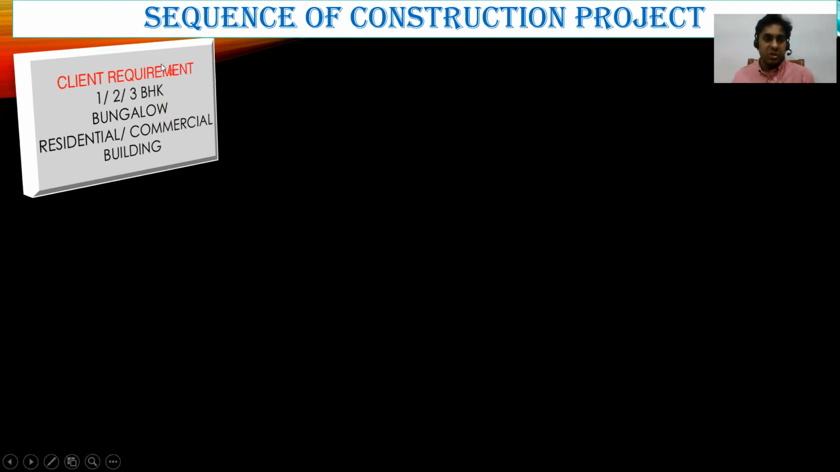So that is what I've written here. It's a client requirement. The client requirement can be a 1 BHK house, a 2 BHK house, a 3 BHK house, or a bungalow, or let us say you want to put a big residential building in your plot, or a big commercial building. Let us say you want to put up a big hotel or a mall. Then how do you do all these things, right?